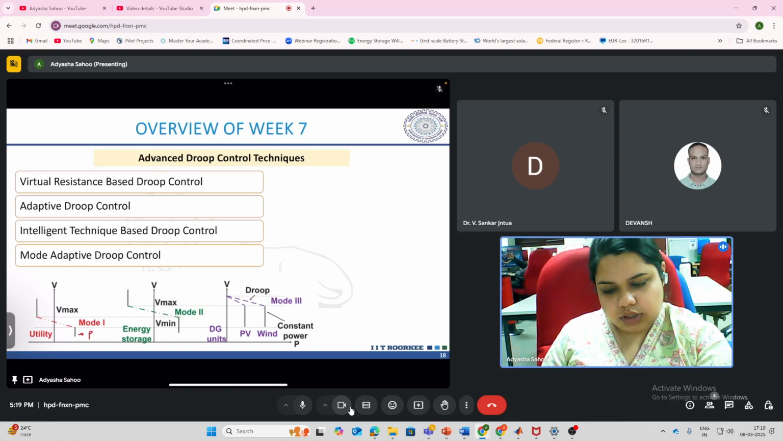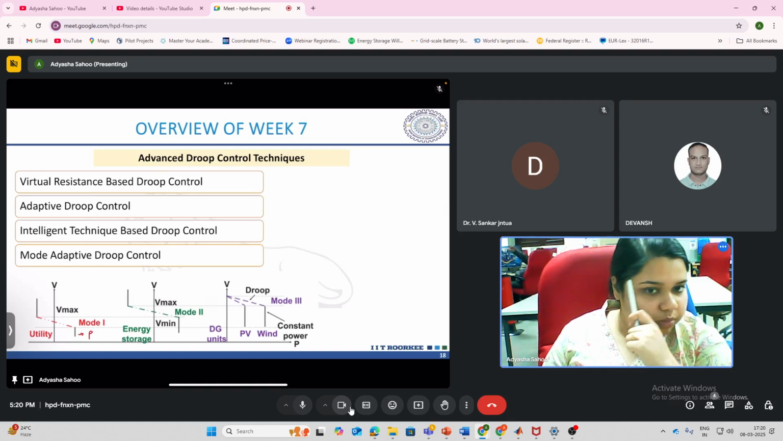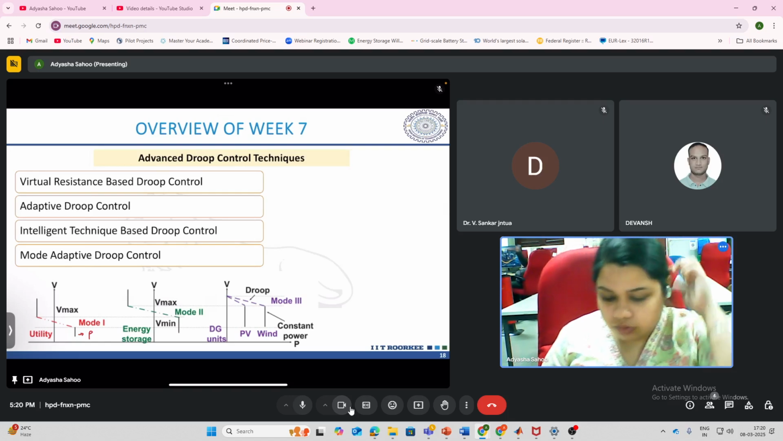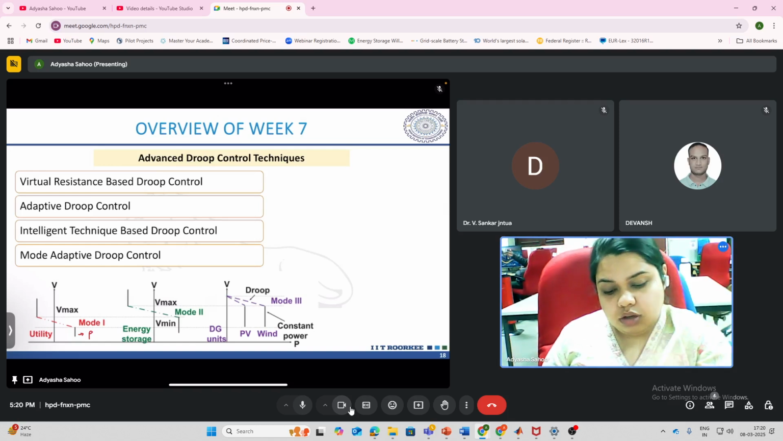So we have various advanced droop control techniques such as virtual resistance, adaptive droop control, and intelligent based. Basically, we try to modify the droop characteristics for better performance, and mode adaptive droop control. So, what is this mode adaptive droop control? Basically, you have three modes of operation.